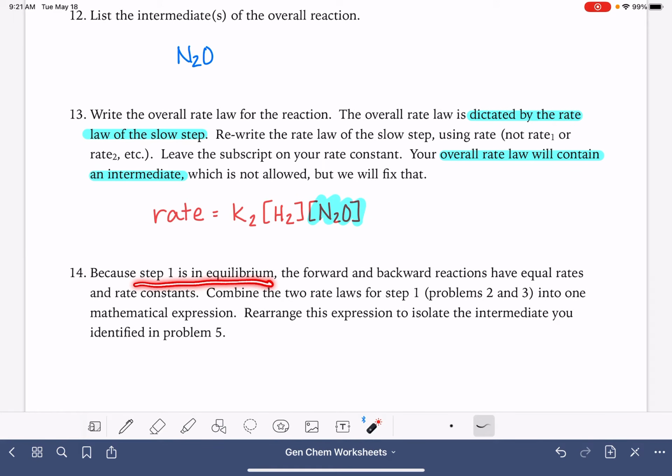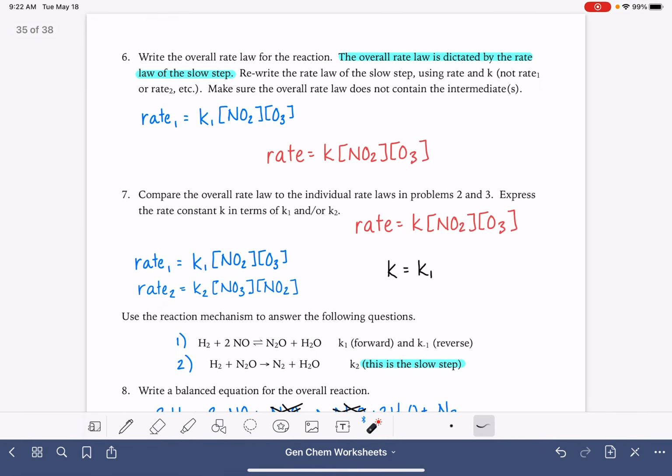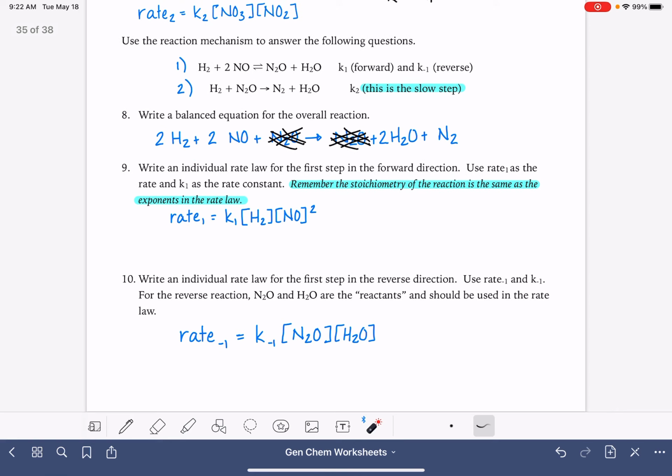We're going to go to step 1, which is in equilibrium. We wrote 2 elementary steps, or we wrote 2 rate laws for step number 1, one for the forward reaction, one for the backward reaction. The definition of equilibrium is when the forward and the backward reactions are moving at the same rate. They have equal rates. This is something that you learned when we covered equilibrium. It was a really long time ago, so you may have forgotten it. But again, the definition of equilibrium is when the rate of the forward reaction is equal to the rate of the backwards reaction.